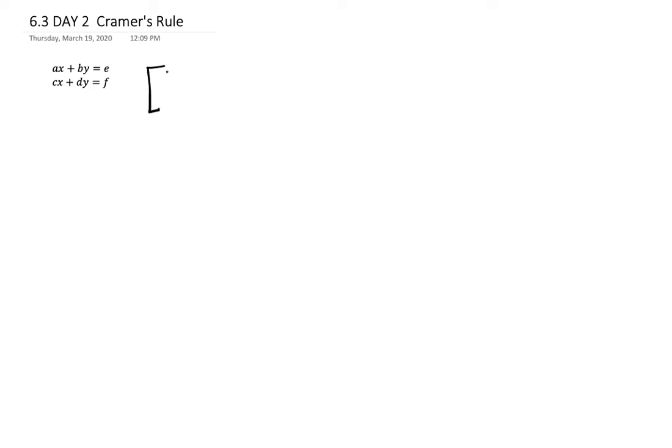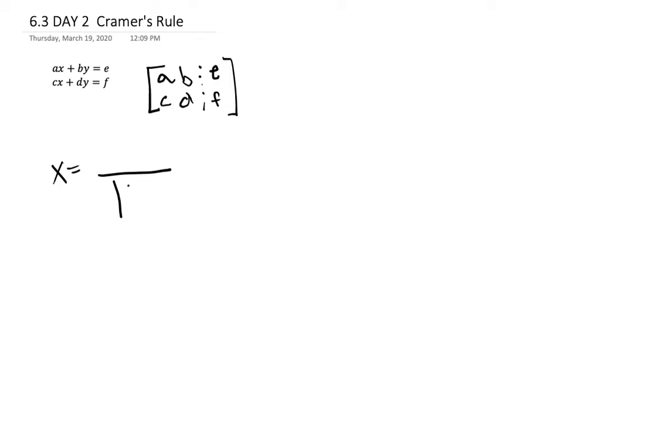is nothing crazy. You're going to have your a, b, c, d just like normally, and then these are your answers. So Cramer's rule is going to be the determinant of certain values, and that's going to give us our answer for x and our answer for y. You're always first going to want to find the determinant of a, b, c, d, because that's going to be the denominator of your answer.